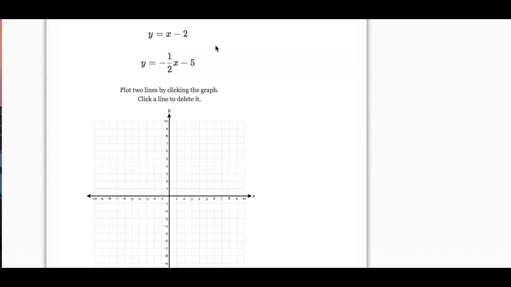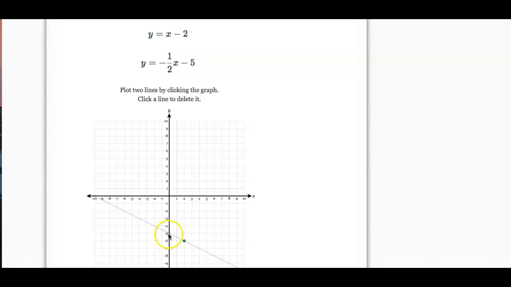We're going to use the formula y equals mx plus b that we've used before. In this case, y is equal to negative 1/2 x minus 5. The negative 1/2 is your slope, that's your m. The negative 5 is your b, that's your y-intercept. So to graph this line, I'm going to go down to negative 5 and put a dot there. Then the slope is negative 1/2, so I'm going to go down 1 over 2 and put a dot.